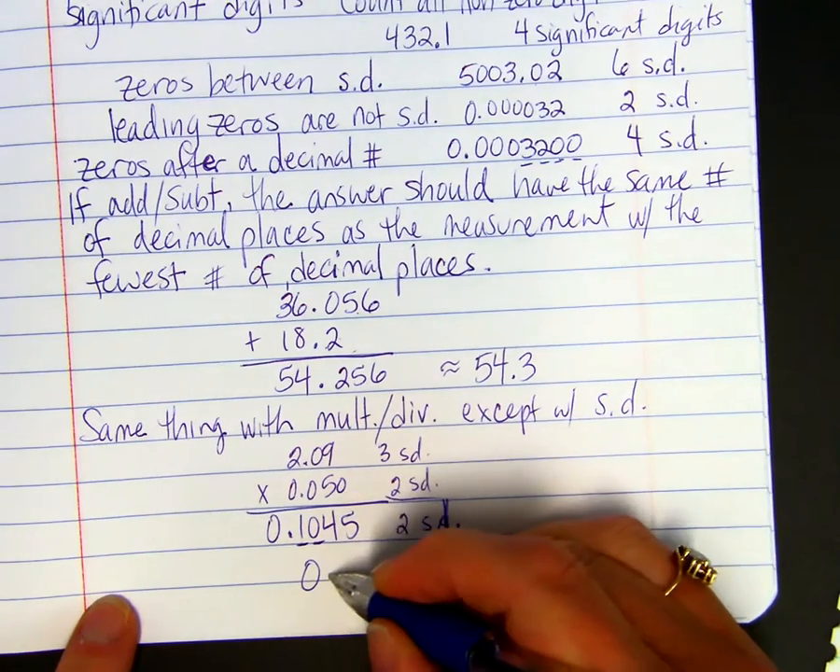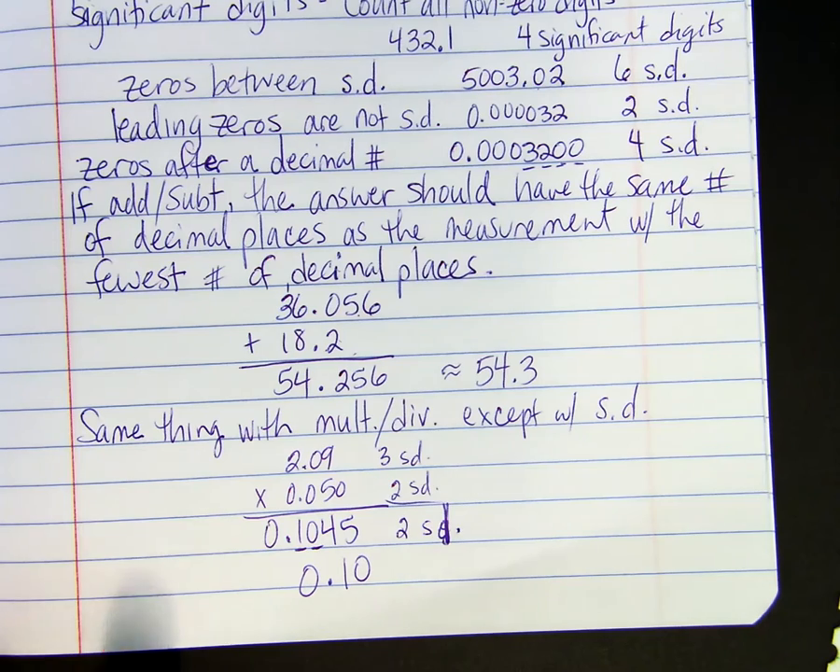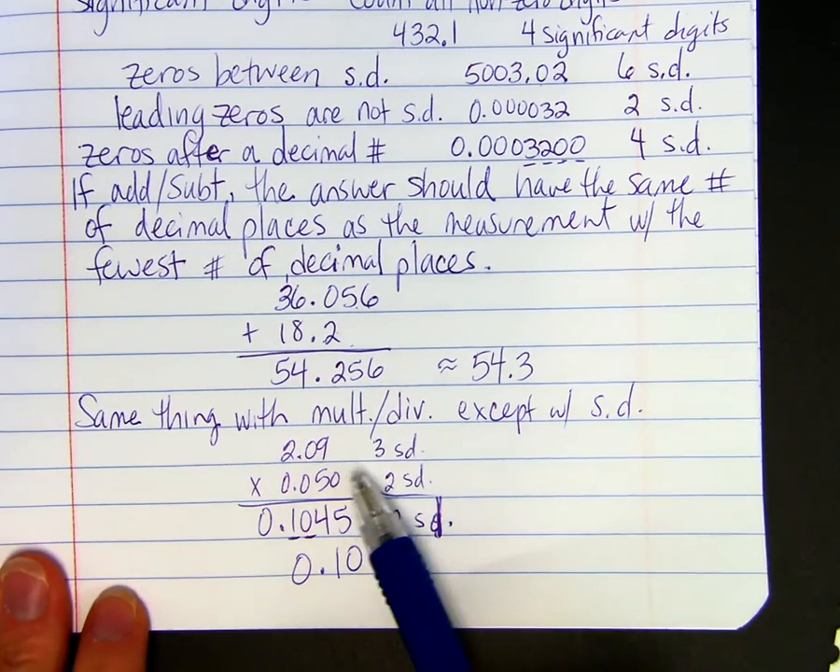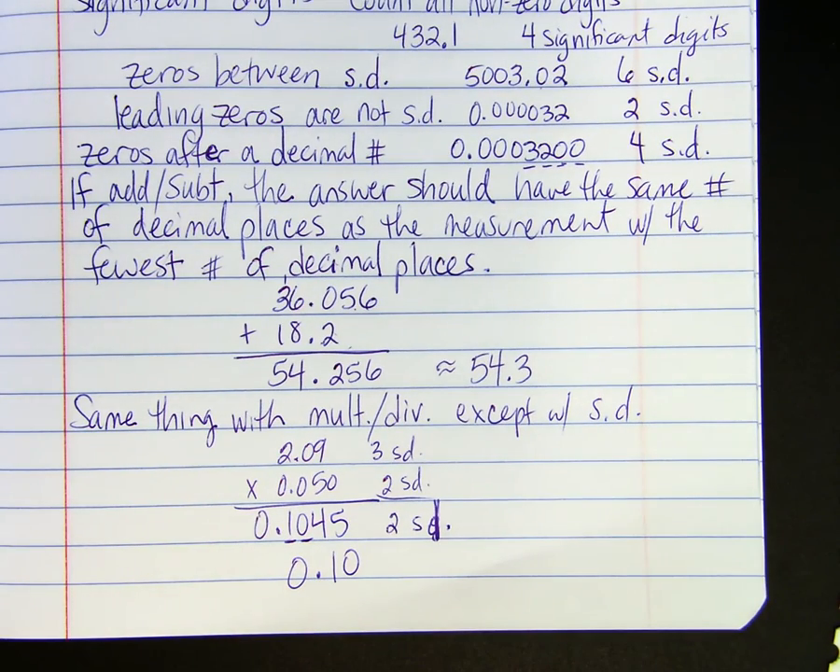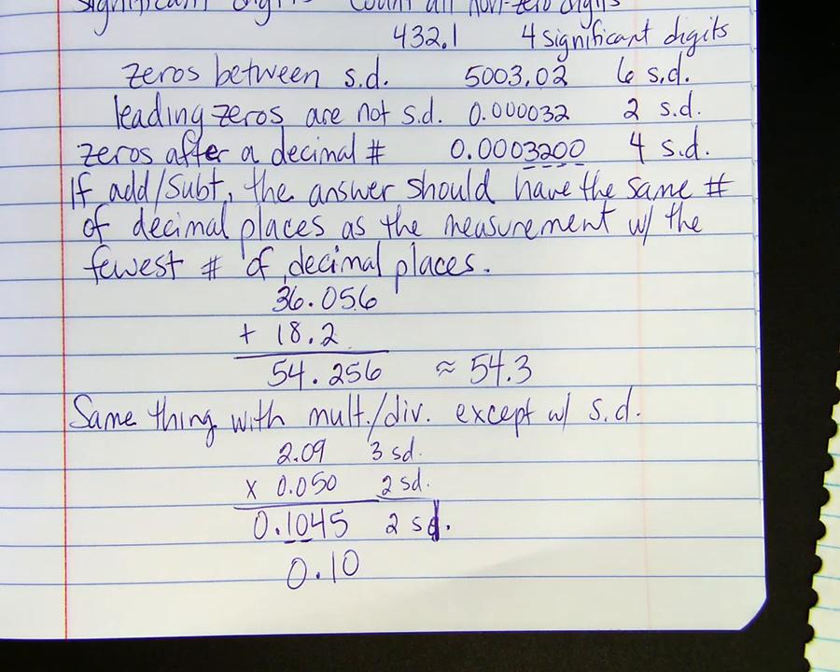So 0.10. It's the exact same as the decimal this time. Oh, yeah, it is. How often will we have to apply this rule? Not very much. Okay, we're gonna do lesson practice.